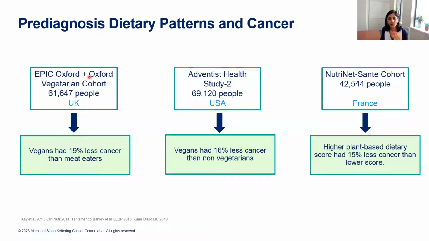You can see there's one study from the UK, one from the USA, and one from France. Each of these studies had lots of people, over 60,000, over 40,000. In these three studies, they divided the dietary patterns in different ways. Some classified them into vegans, vegetarians, meat eaters, fish eaters. In some, they said vegans, vegetarians, non-vegetarians. And in the other, they based it off a dietary score. But all three studies had very consistent findings that those who ate more plants had about a 15 to 20% lower risk of cancer.